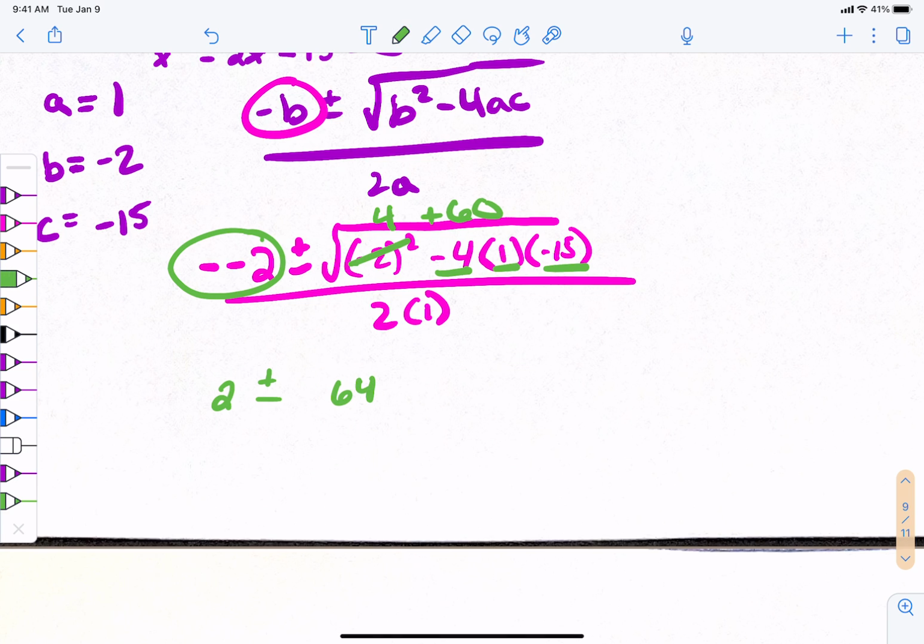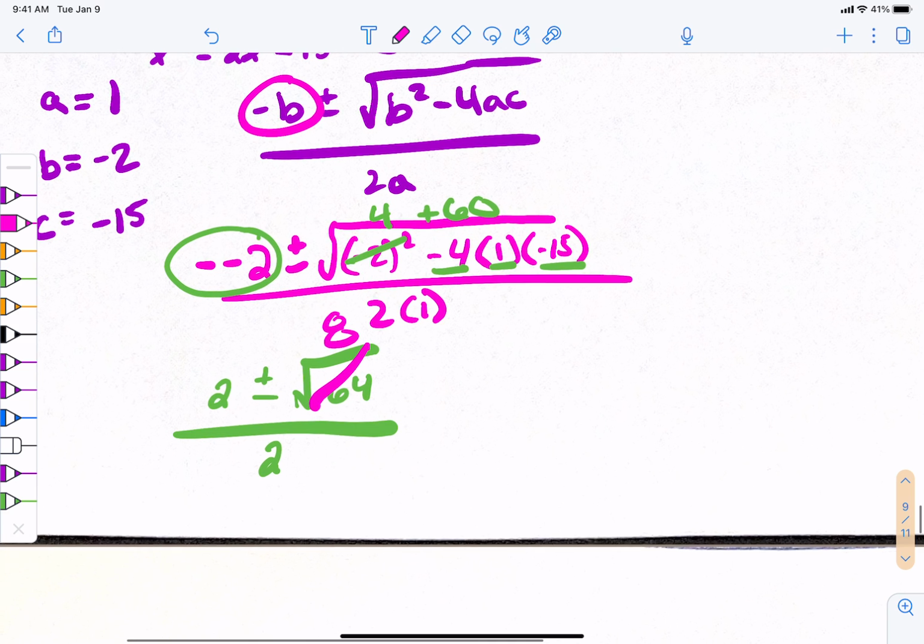Made that. It's a really nice number. Okay, square root, all over 2 times 1 is 2. What is the square root of 64? 8. So I really do have 2 solutions because it's positive 8. Positive 8 was my discriminant.